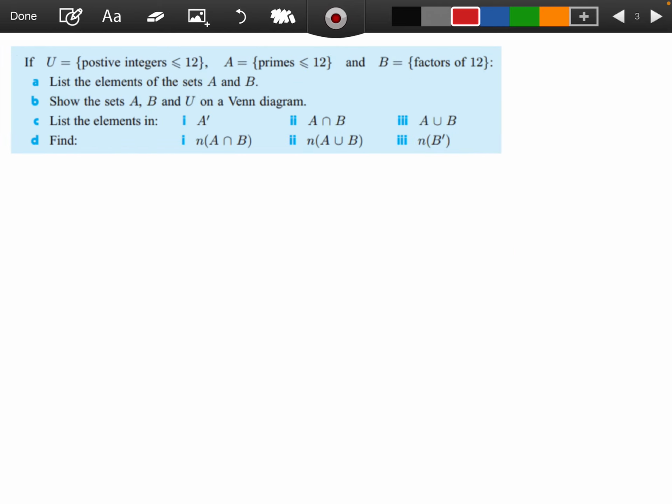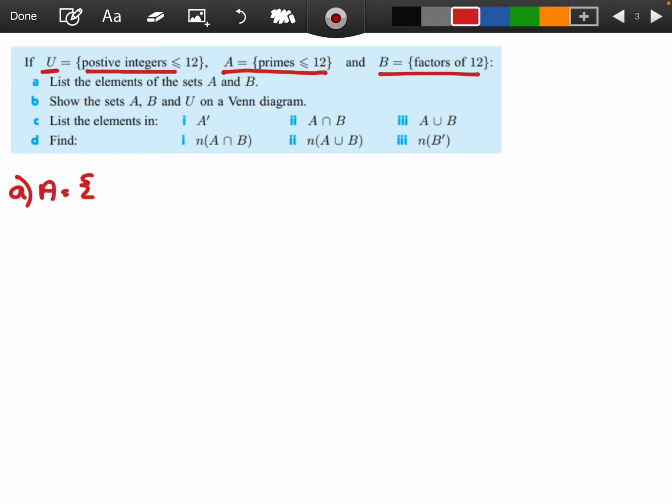Okay, let's work our way through an example problem here. This is typical of what you'll see in this section, where you're given some information about a universal set. In this case, we're talking positive integers less than or equal to 12. Set A is the prime numbers less than or equal to 12, and B is the factors of 12. For part A, list the elements of sets A and B.